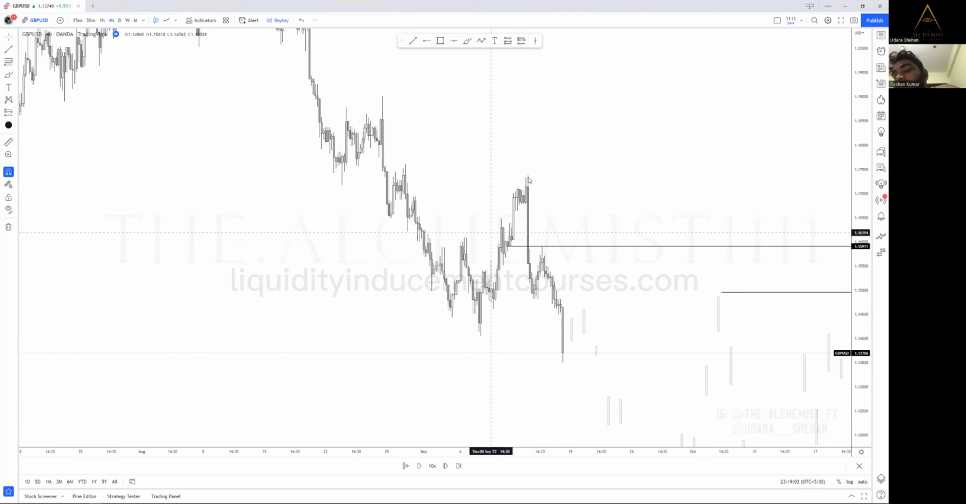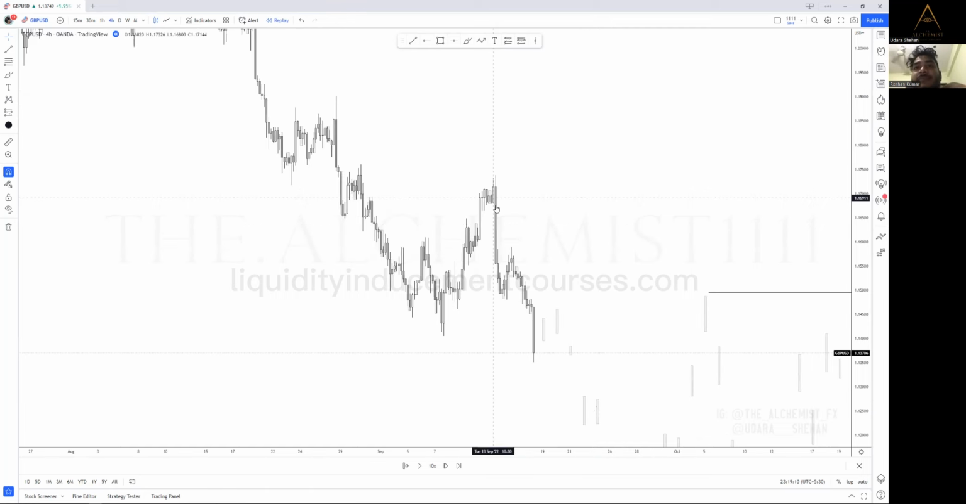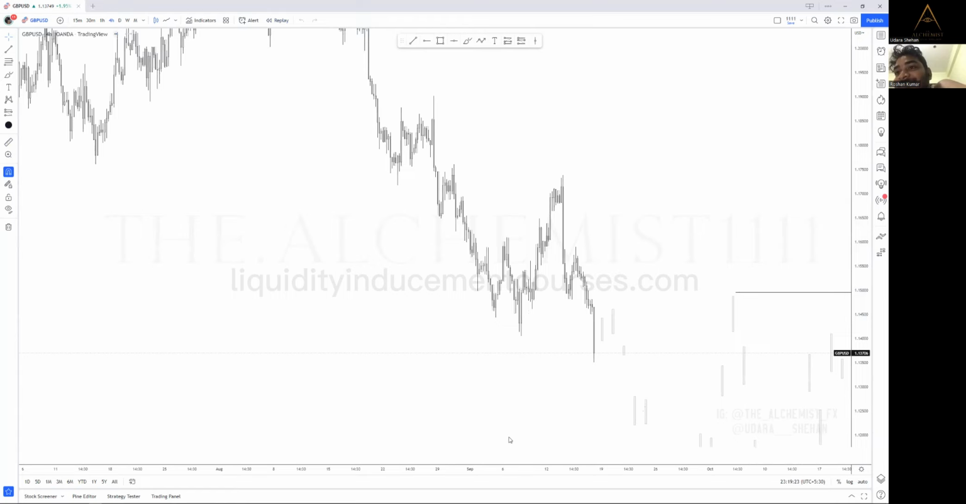Okay, so you have to be flexible. And once again, if you do not know the targets, don't leave runners. There's no point of doing that. But in here, of course, I regret it because you saw the move, right? I had my entry from here. I could have held it all the way down. Big move, a 300 pip move. I closed it out at 50 pips right here. Okay, so shit happens, man. Can't help it. So that's that.